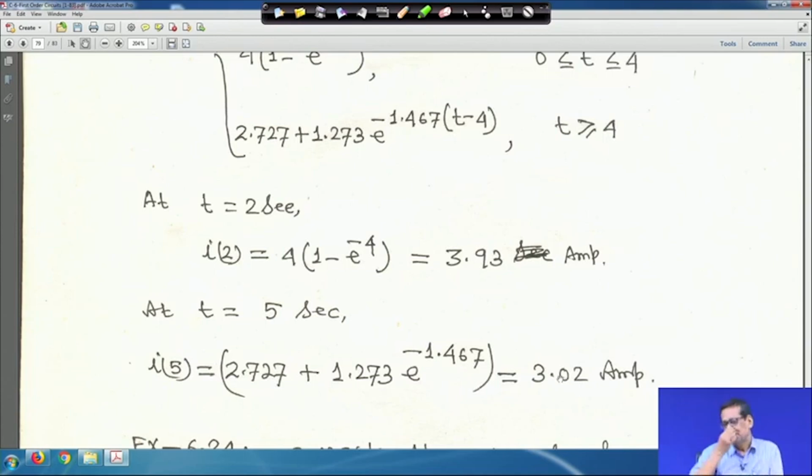With this we will close that first order DC circuit. As many as 23 problems have been solved, different types of problems. With this I believe all the parts of the DC portions have been covered. So from the next lecture we will go to the single phase AC circuit.